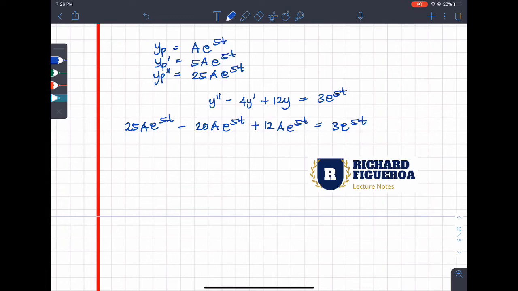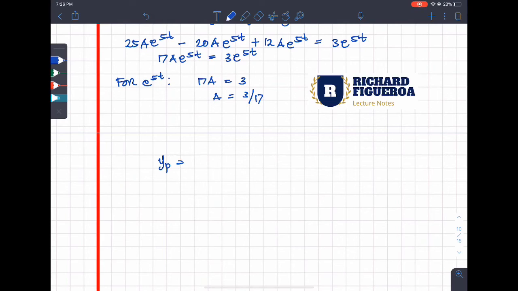So 17a e raised to 5t is equal to 3 e raised to 5t. For those terms, we only have the same term involving e raised to 5t, so 17a is equal to 3, and thus a is equal to 3 over 17. Given that our yp is equal to a e raised to 5t, our particular solution would be 3 over 17 e raised to 5t.